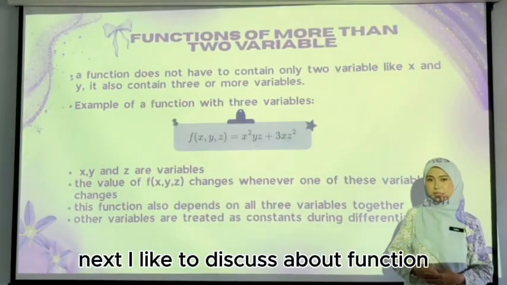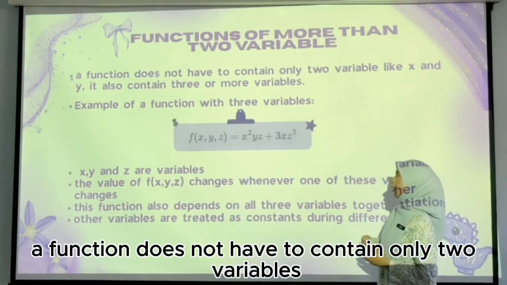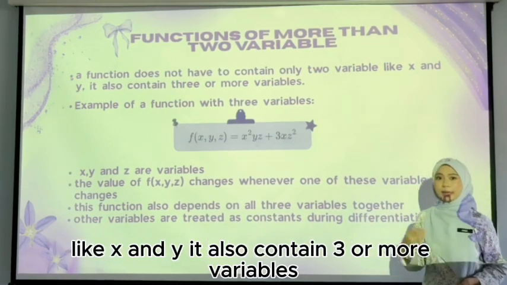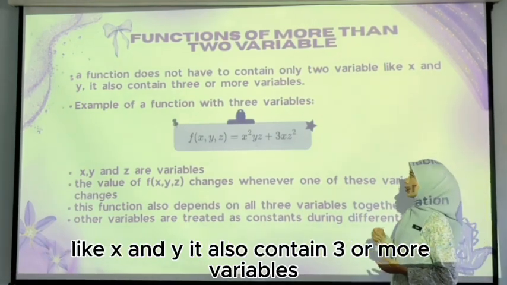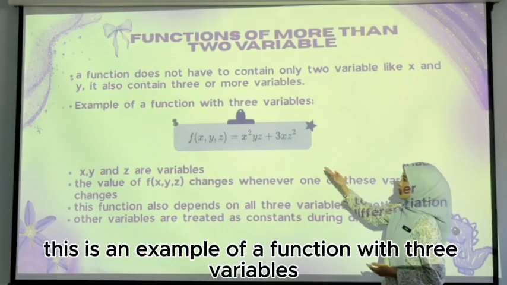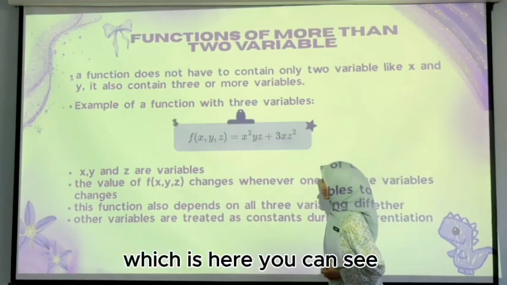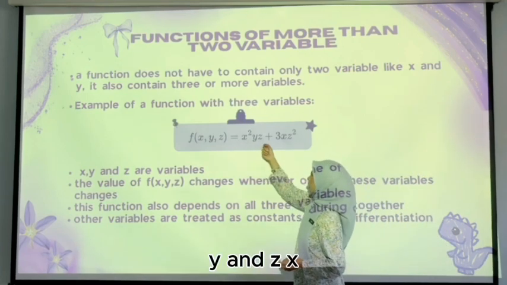Next, I'd like to discuss functions of more than two variables. A function does not have to contain only two variables like x and y. It can also contain three or more variables. So, if you can see here, this is an example of a function with three variables, which is here you can see x, y, and z.